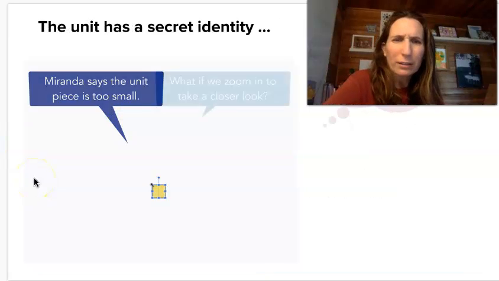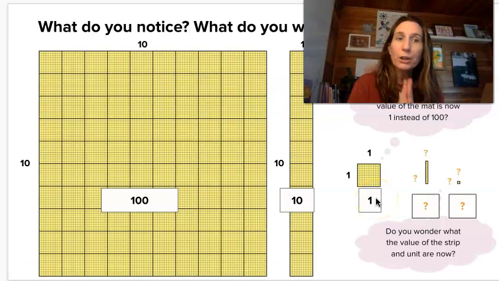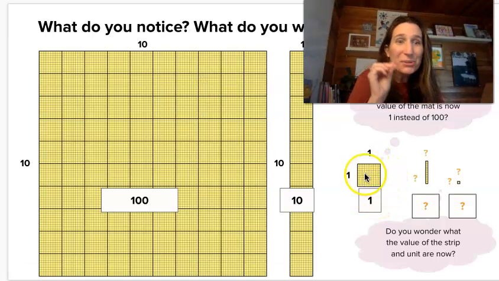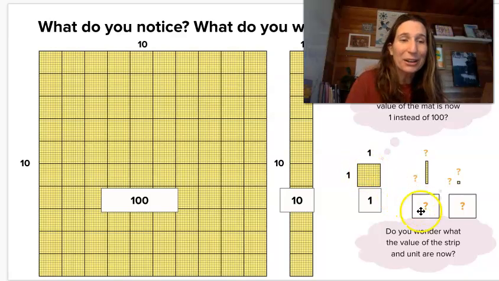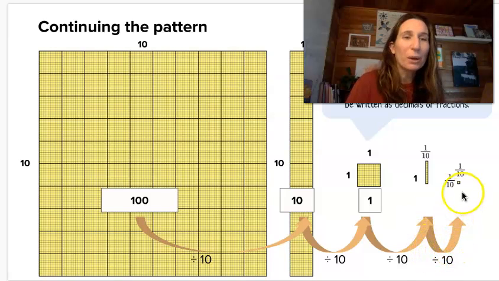It's too small. So let's take a closer look. If we zoom into that 1 unit piece, there's 100 little pieces inside, isn't there? So what do you wonder about the value of the strip and the unit now? If it goes 10 times smaller than 1 whole, we would get 1/10. And if we get 10 times smaller than 1/10, we would get 1/100.